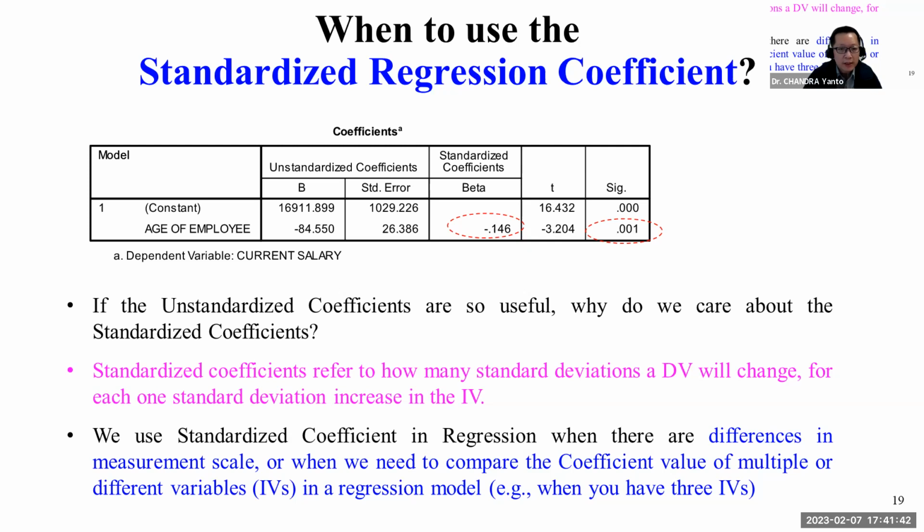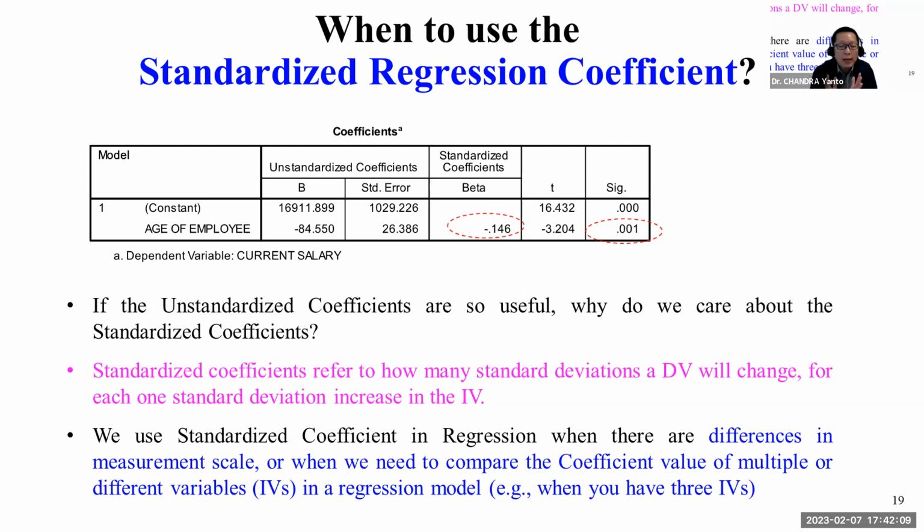So you can have different types of variables that are measured in different ways, but it's difficult to compare them one by one. If you want to compare them, looking at the standardized coefficient allows you to standardize all of the variables in a similar way, and you just look at the standardized coefficient.